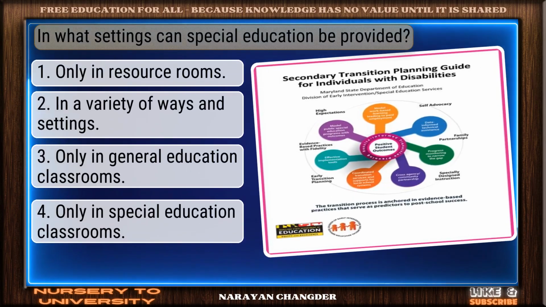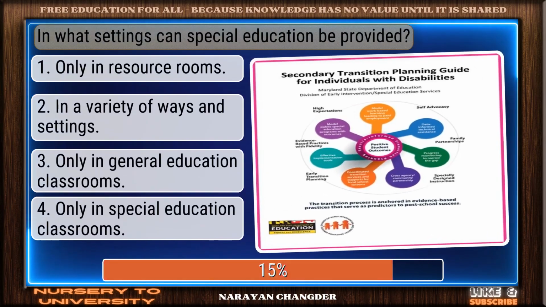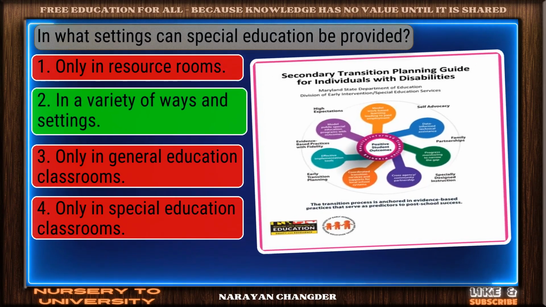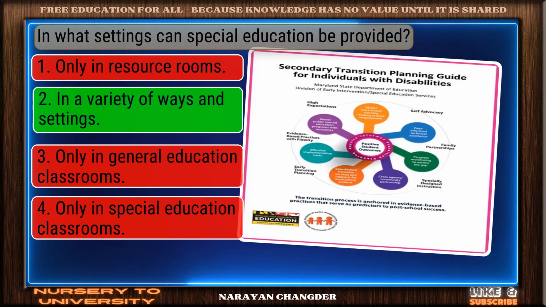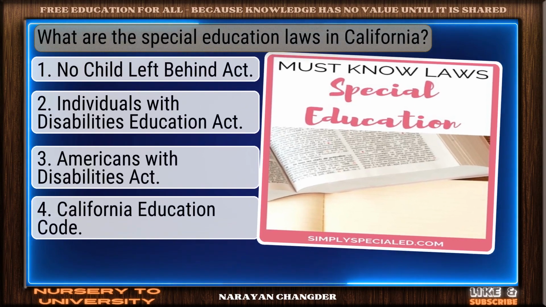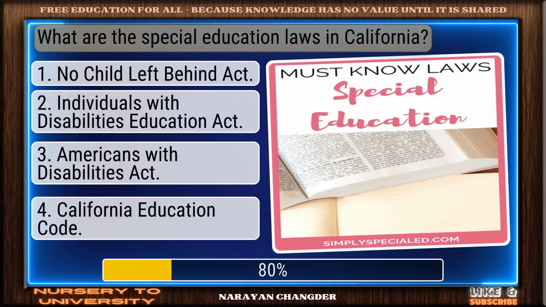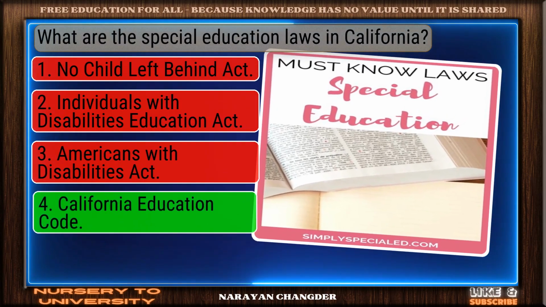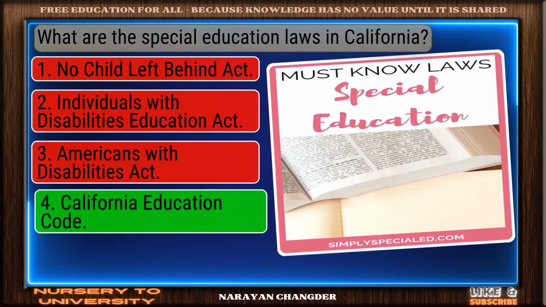In what settings can special education be provided? Nice work. You chose in a variety of ways and settings, and it is correct. What are the special education laws in California? Exactly. California Education Code makes sense, and it is the right choice.